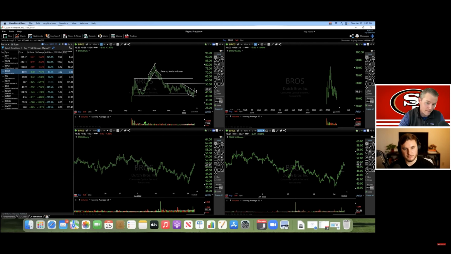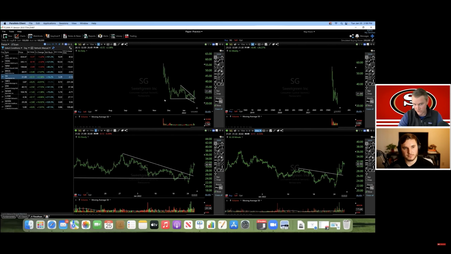So maybe this is something that's showing relative strength, like this SG, kind of the same thing. This one actually shook out a low, but it kind of wedged down in. And then it had a massive bar yesterday, came down to retest, and then boom, closing on highs again.